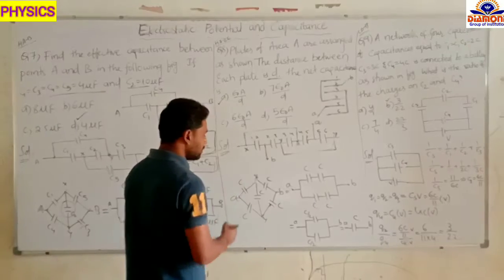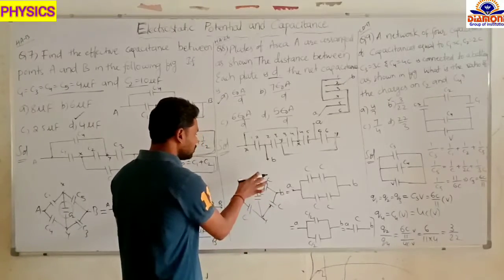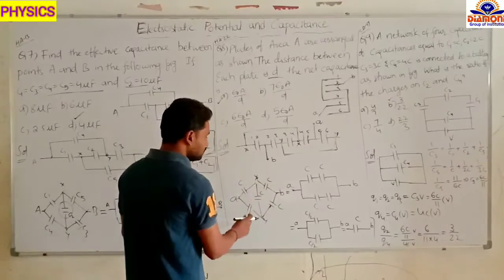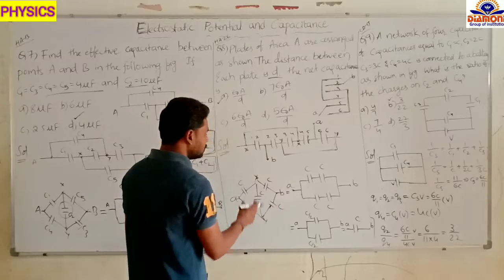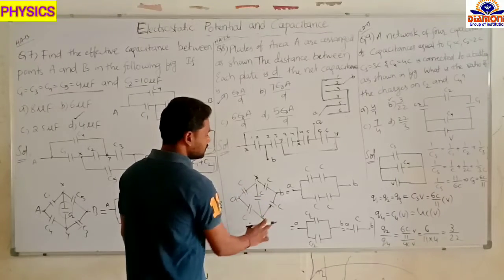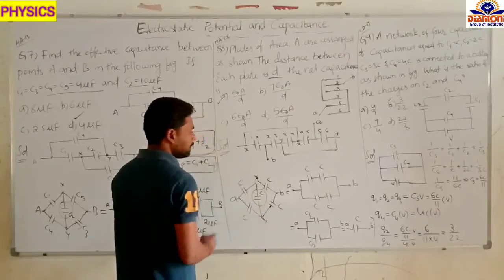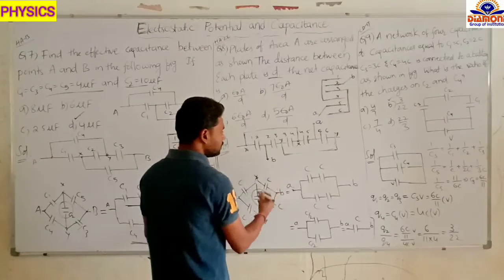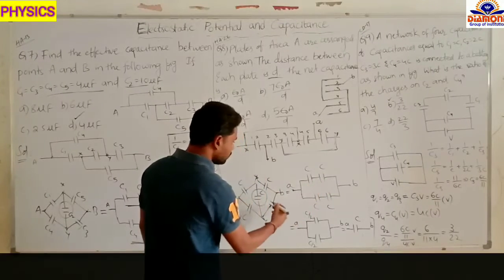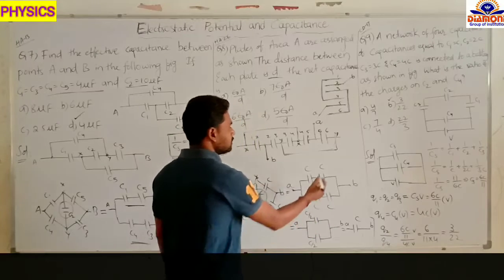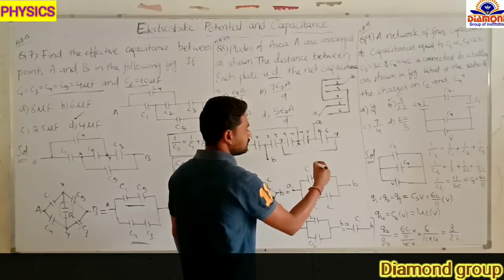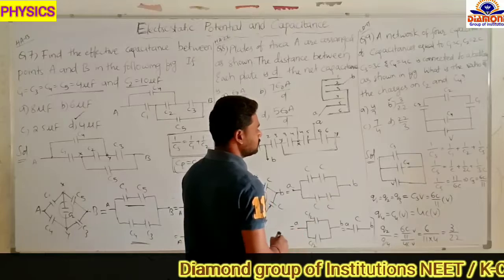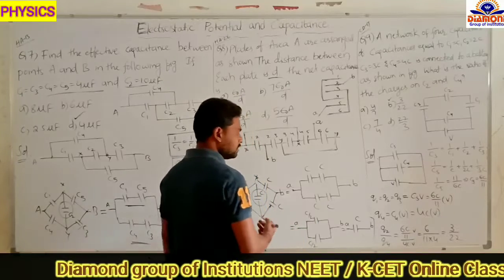I am assuming the capacitance value as C. The ratio of these two capacitors, C by C, on this side and on this side is the same, so we can remove this one. Then these two are in series combination, a series combination of two equal capacitances. 1 by Cs equals 1 by C plus 1 by C, that is 2 by C, which means Cs equals C by 2.